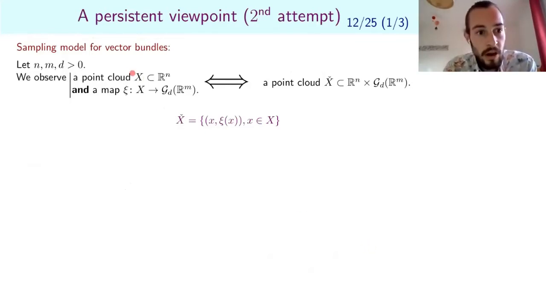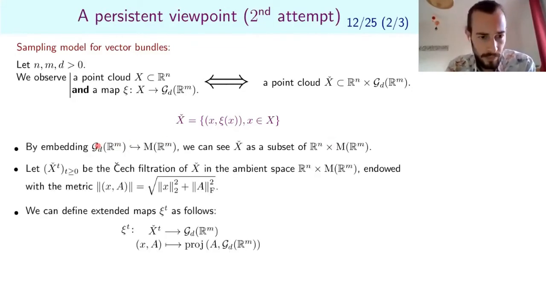Observing a point cloud and a map from this point cloud to the Grassmannian is equivalent to observing a point cloud that is a subset of R^n times the Grassmannian. You can go from this definition to this one by considering the set X check to be the set of pairs, one point of X and the corresponding subspace, the corresponding point in the Grassmannian. Okay, now it goes in three steps. First, embed the Grassmannian into the matrix space, as we've seen before, via the orthogonal projection matrix.